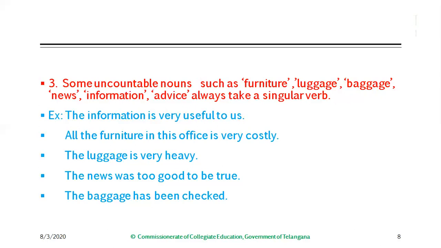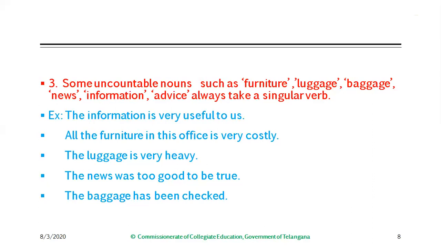Even if there are a number of pieces of furniture in the office, like tables, chairs, sofa sets, almirahs, these are all taken together as furniture. So it should be taken as a singular subject. The luggage is very heavy. Luggage is also a singular subject, not a plural, even if there are so many pieces.